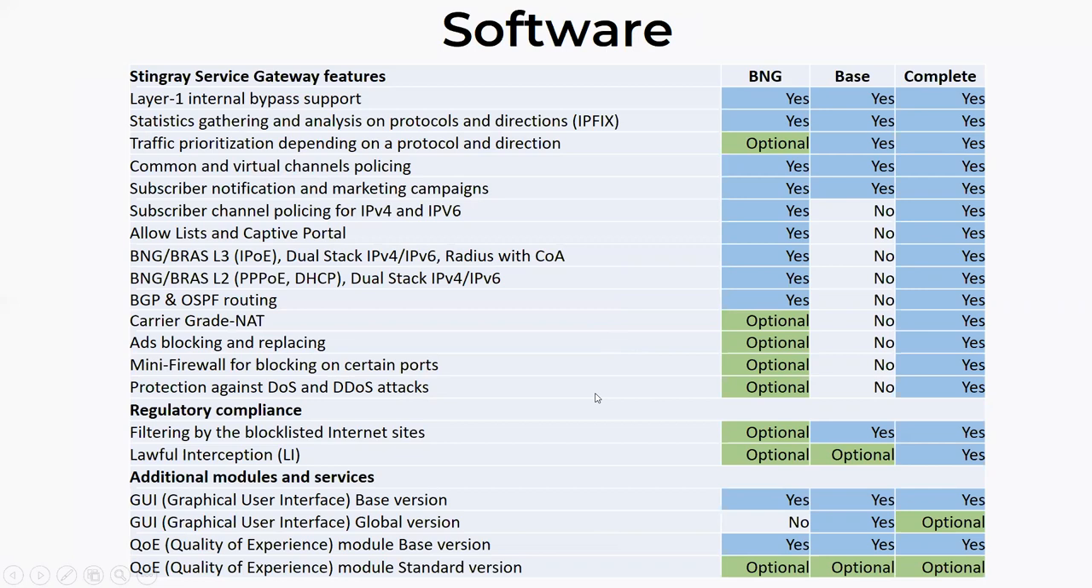Base license is used mostly for deep packet inspection. It includes traffic prioritization and analysis, as well as filtering by blocklisted internet sites and applications. It is mostly used to comply with the regulator's requirements for blocking dangerous or prohibited sites and apps. And the third version is named Complete, and it's a combination of BNG and base functionality.